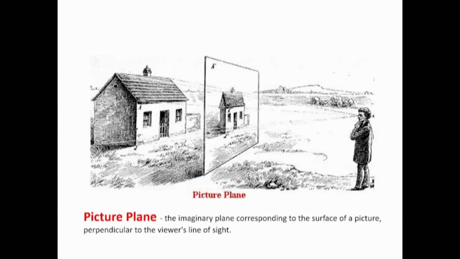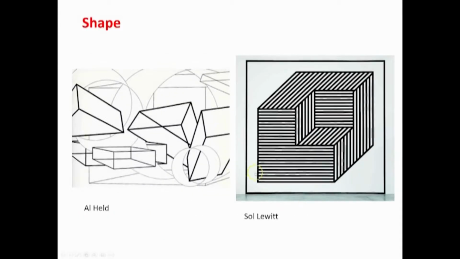When I mention the picture plane, it's essentially that plane between you and whatever it is you're drawing. So for us, it's going to be the piece of paper we're working on, or maybe it's a piece of canvas, something like that. But it's that plane between you and whatever it is you're drawing. Now, when we start to put objects within the picture plane, like in Al Held's work here, we can start to tell a story by the objects themselves.